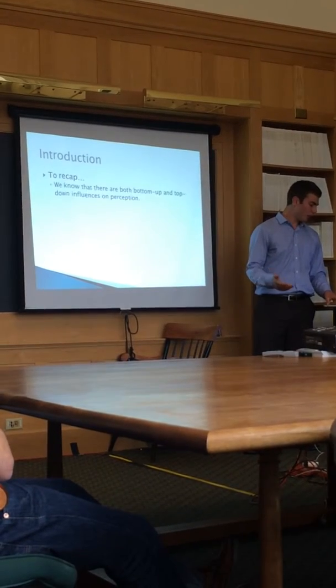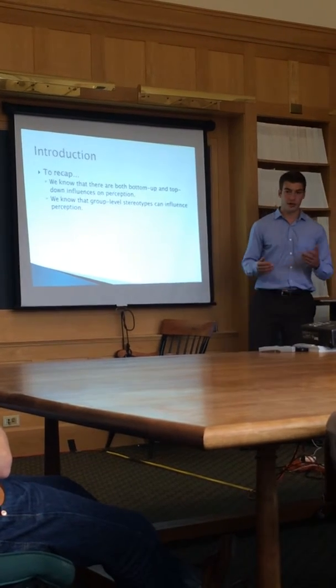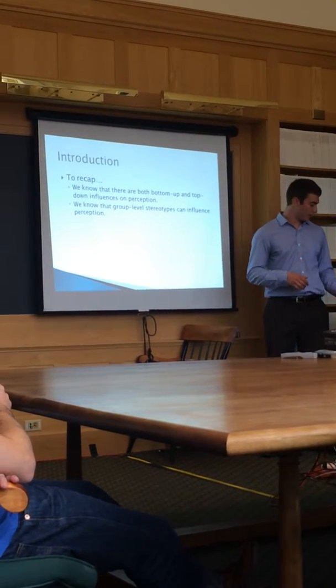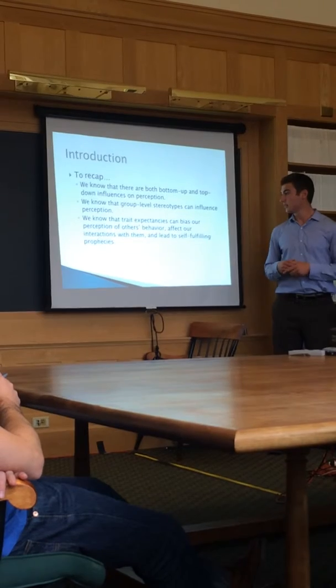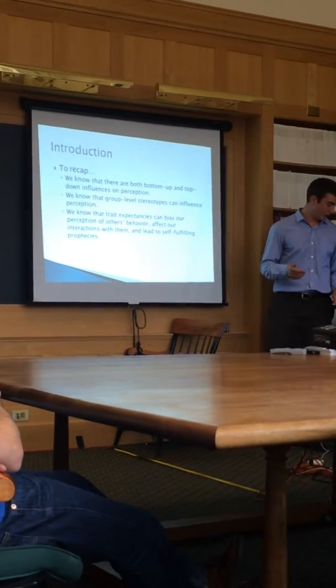So to recap, we know there are both bottom-up and top-down influences on perception. We know that group-level stereotypes can influence perception. And we know that trait expectancies can bias our perception of others' behavior, affect our interactions with them, and lead to these self-fulfilling prophecies.